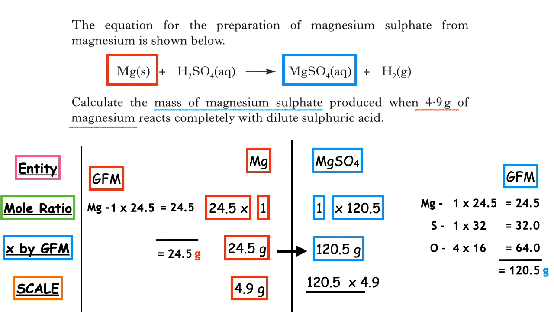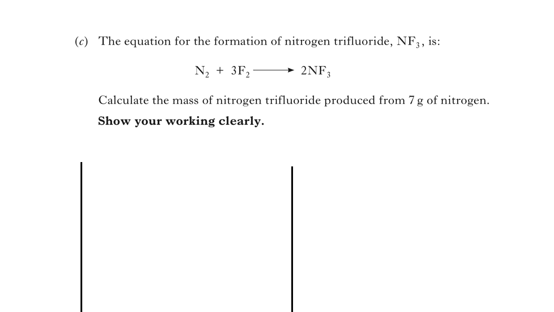120.5 times 4.9 divided by 24.5, and when you pop that in your calculator, you get a mass of 24.1 grams. Again, if we scan this question, we can see that we have a balanced equation and that we've only been given one piece of information, which is a mass of 7 grams, which tells us we're doing the mass to mass balanced equation type of calculation.